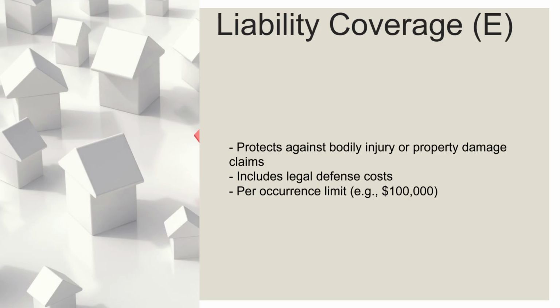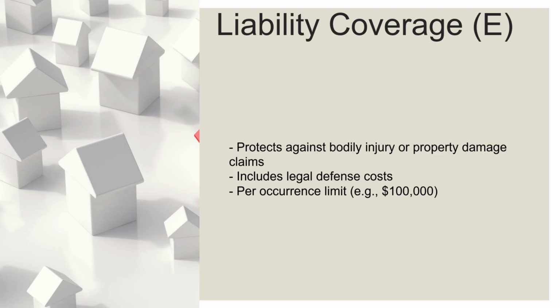Here's what to remember. Scope. Coverage E pays legal defense costs and damages if you or a resident family member are legally responsible for someone else's bodily injury or property damage. It also covers incidents off your property. For example, if your child breaks a neighbor's window while playing ball.